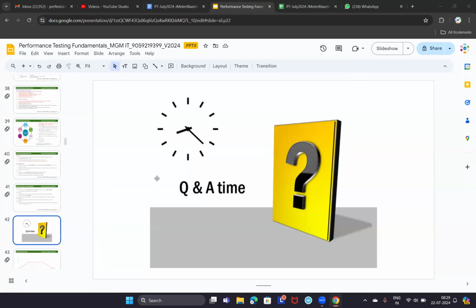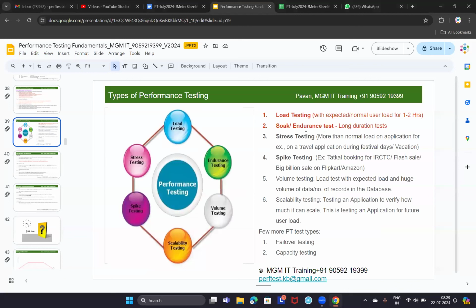Ramya, what are the other types of testing, Ramya? Spike testing, volume testing, scalability testing. Wonderful. Okay. All right. So these are the ones you need to remember. You need to remember this.